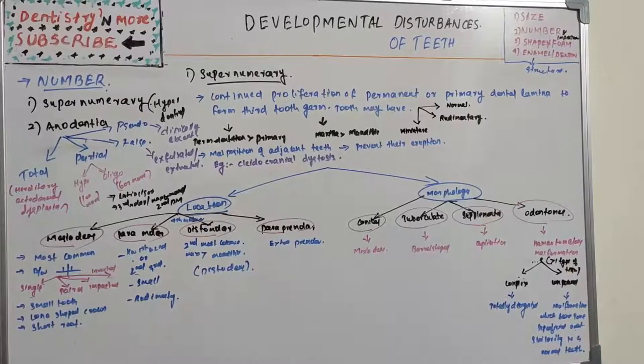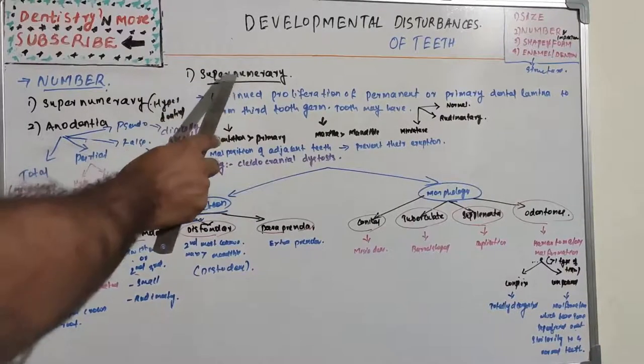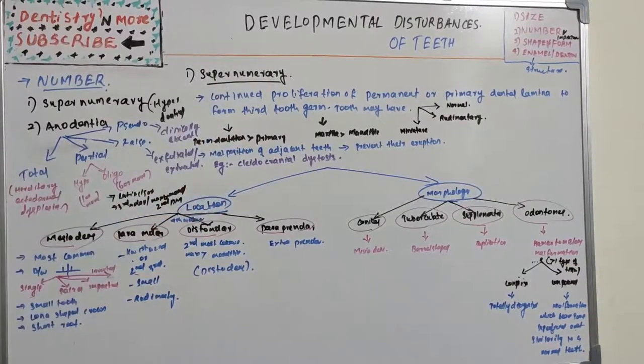Now we'll move on to the supernumerary teeth. In supernumerary teeth, there will be more number of teeth. It is due to the continued proliferation of permanent or primary dental lamina to form a third tooth germ. Basically we have two germs, that is one deciduous and one permanent tooth germ. In addition to that, there will be a third tooth germ. Why is it happening? It is due to the proliferation of dental lamina. We have learned in tooth formation that from dental lamina the tooth originates. So with continuous proliferation, there will be an additional third tooth germ.